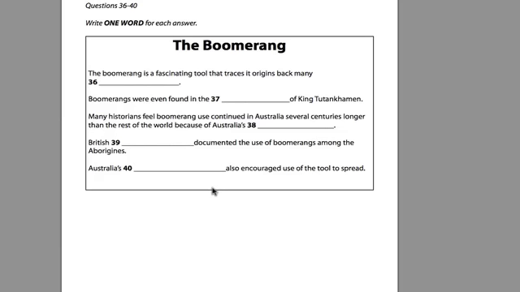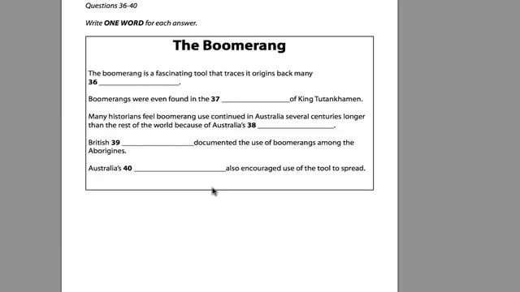Boomerang use itself goes way back and has its roots in some surprising places. From 30,000 years ago in southern Poland, to the boomerangs found lining King Tutankhamun's tomb, to British documentation of boomerang use among Australia's Aborigines in the 1800s. The boomerang has a long history.